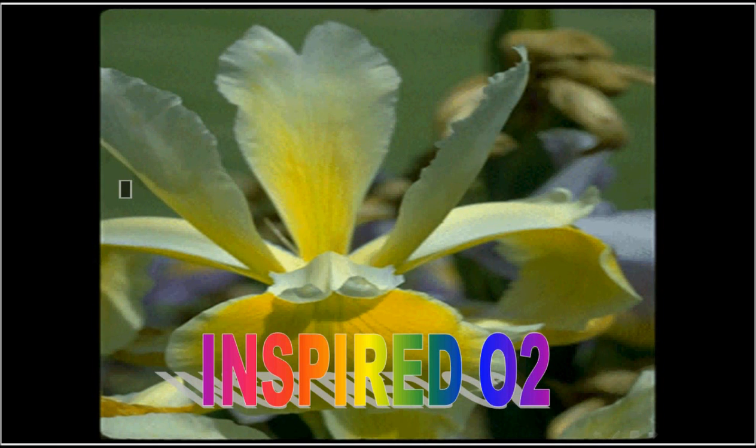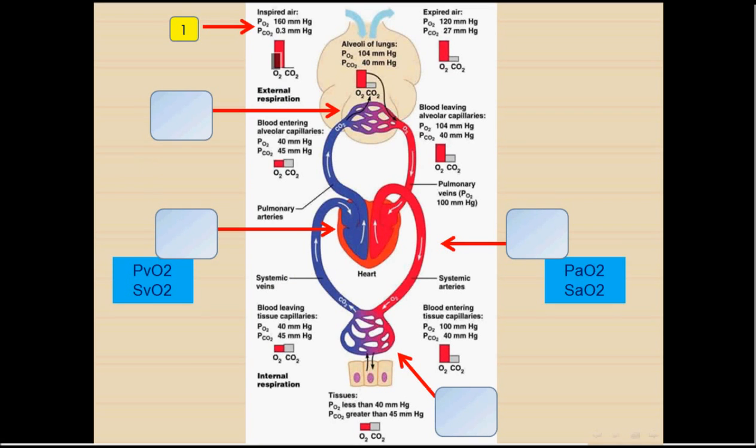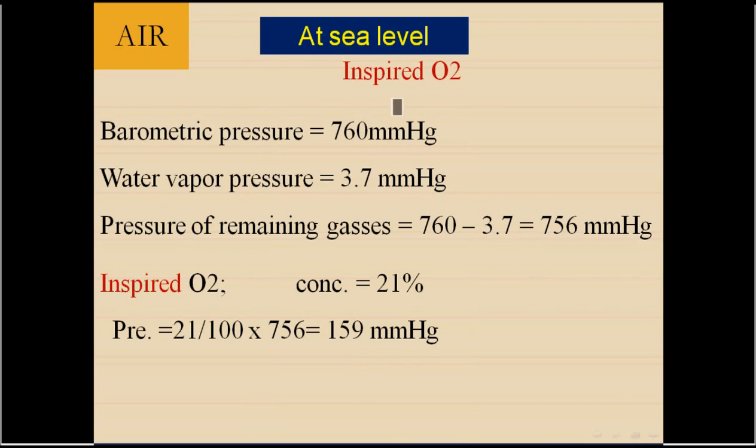This is inspired oxygen, the oxygen in the air. We usually differentiate between the oxygen at sea level and oxygen at high altitudes. Barometric pressure at sea level is about 760 millimeters mercury. Water vapor at sea level is about 4 millimeters mercury. So the remaining pressure will be about 756 millimeters mercury.